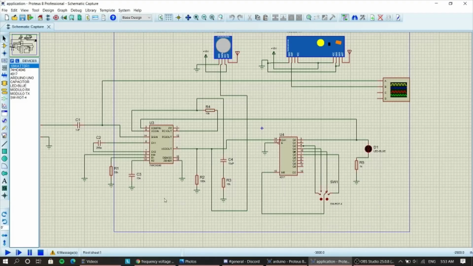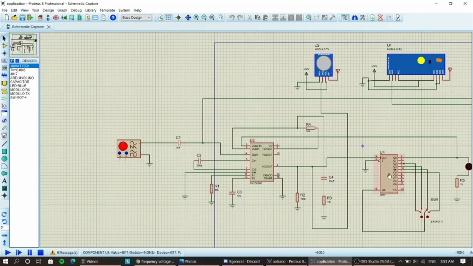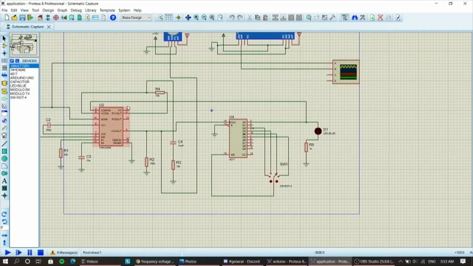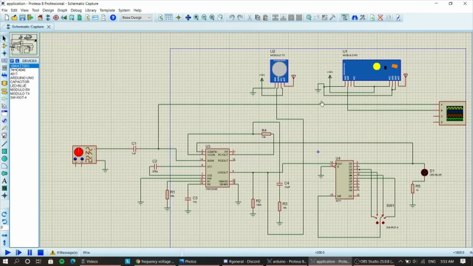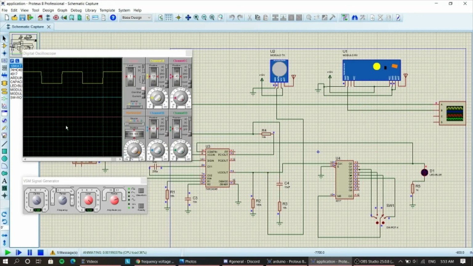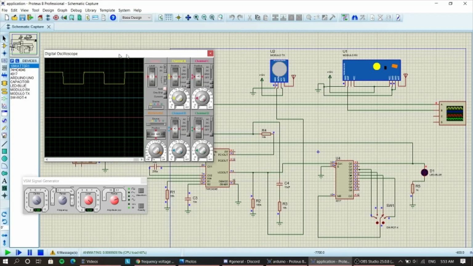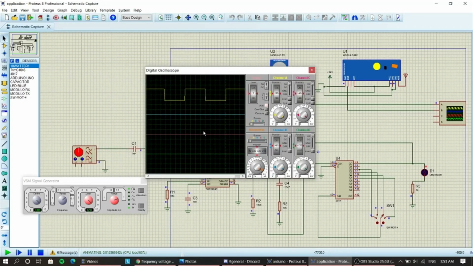So for the application, the first part, we take the output of the frequency synthesizer into the input of the transmitter. So the transmitter will transmit the data and the receiver will receive the data frequency. So we can check the received frequency using oscilloscope, and we get the output receive frequency.